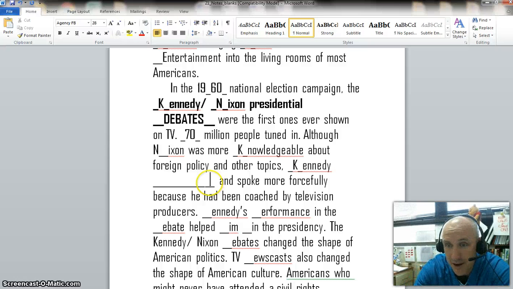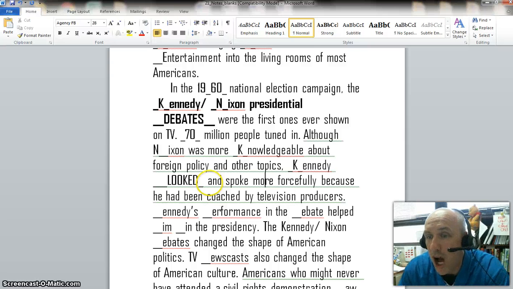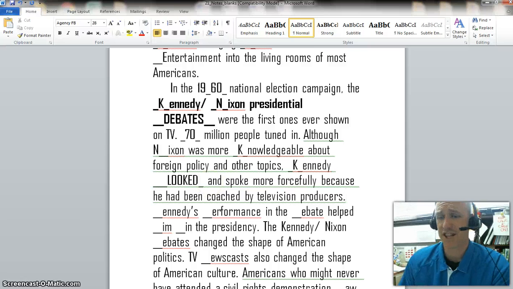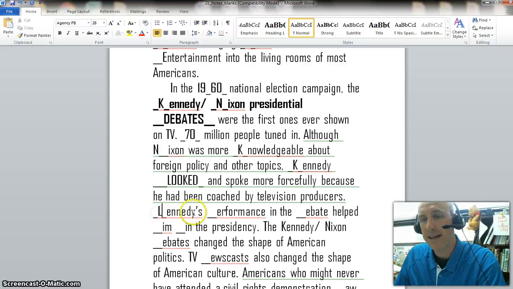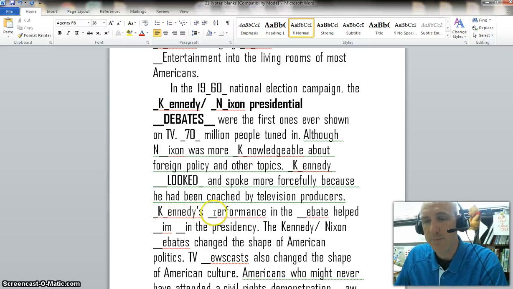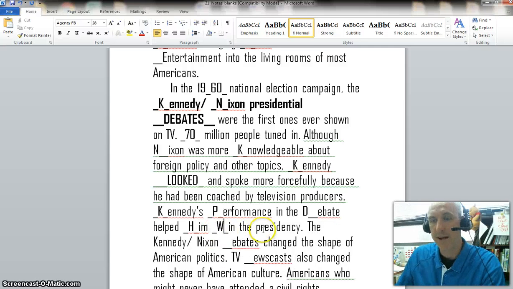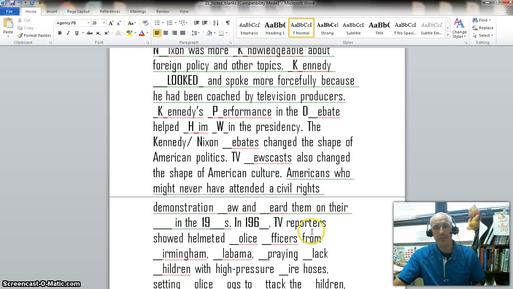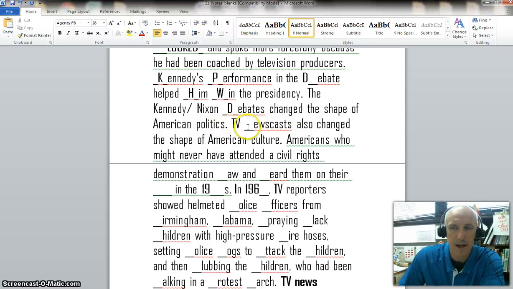Kennedy, they're on TV now, it's important, looked and spoke more forcefully because he had been coached by television producers. He just looked really good on TV, even though Richard Nixon should have been better. He's more knowledgeable about everything. Kennedy's performance in the debate helped him win the presidency. The Kennedy-Nixon debates changed the shape of American politics.